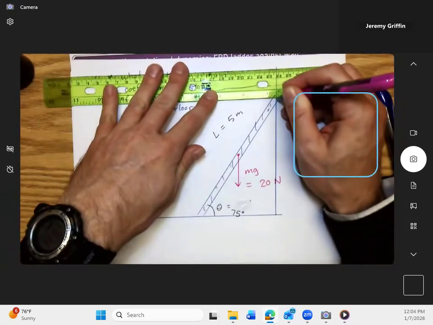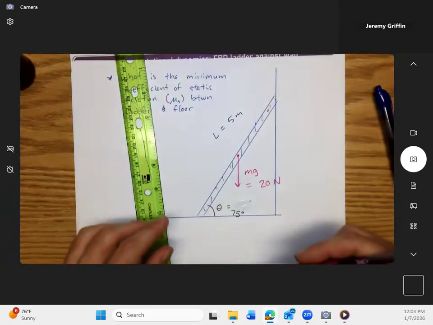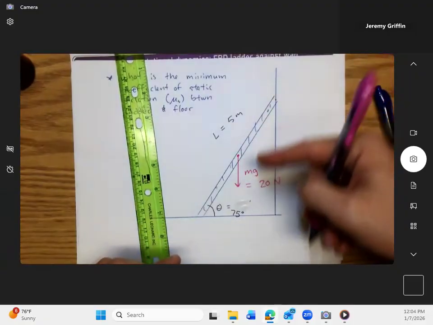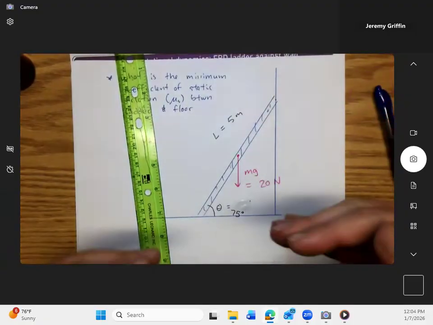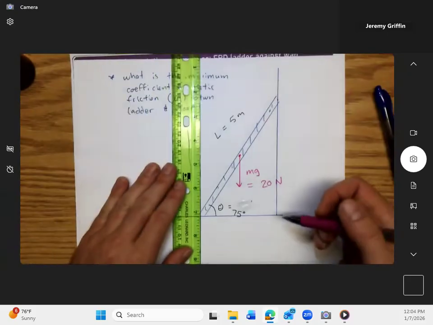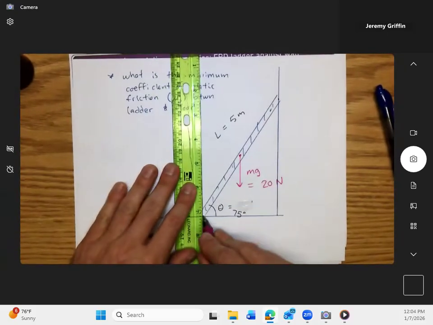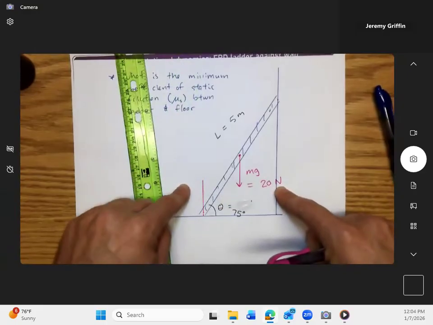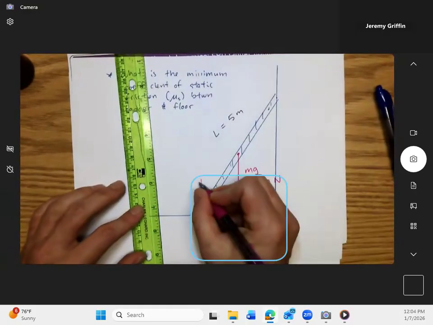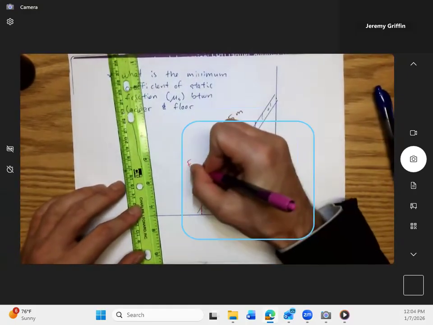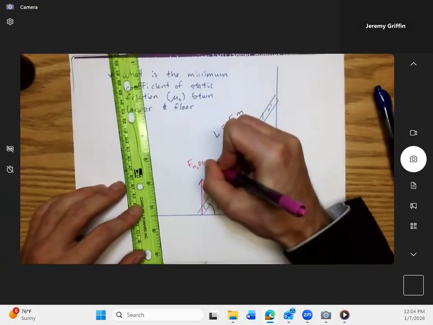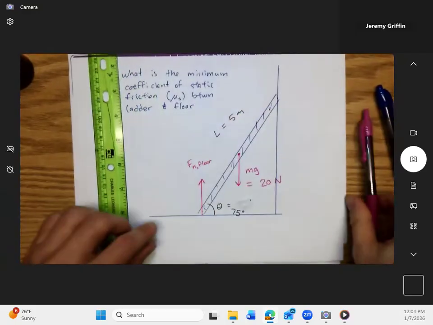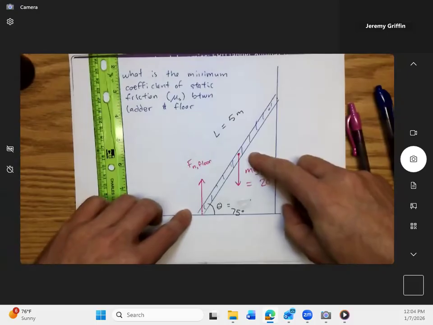Because if the Earth is pulling the ladder down, then what is holding the ladder up? Normal. Yeah, the normal force from the floor. And how many newtons would this be? 20. Because it's the only other vertical force, so it has to balance this one. So this is the normal force from the floor.